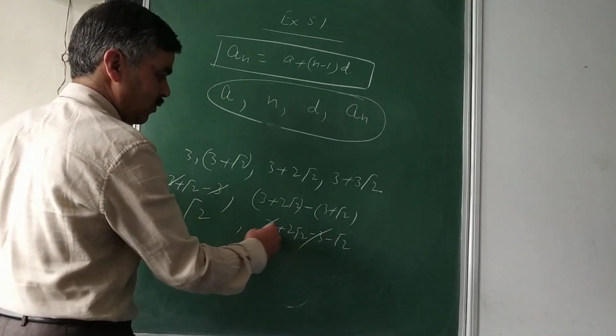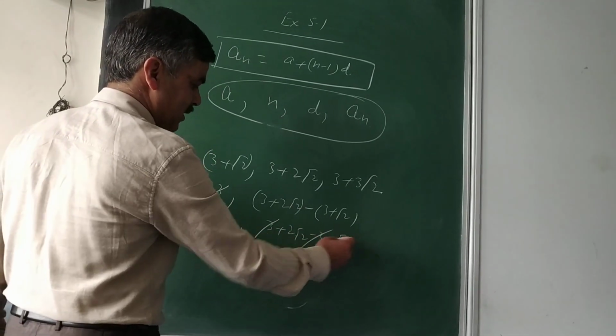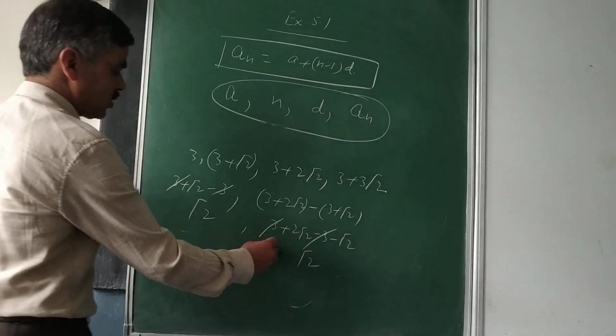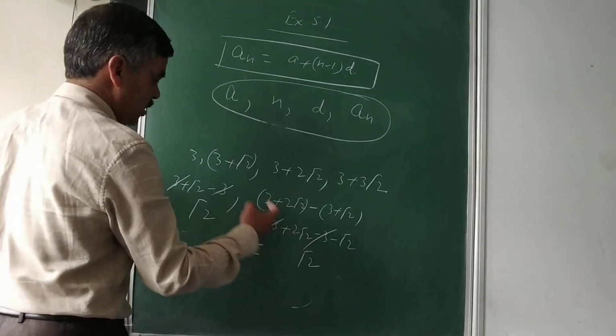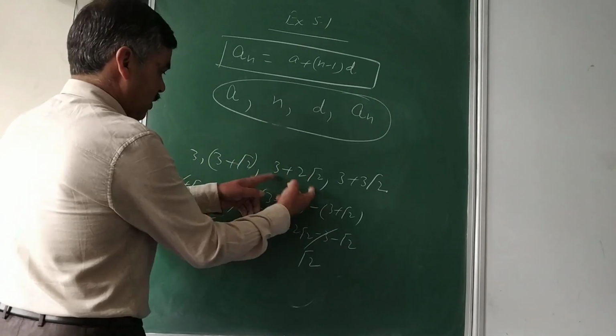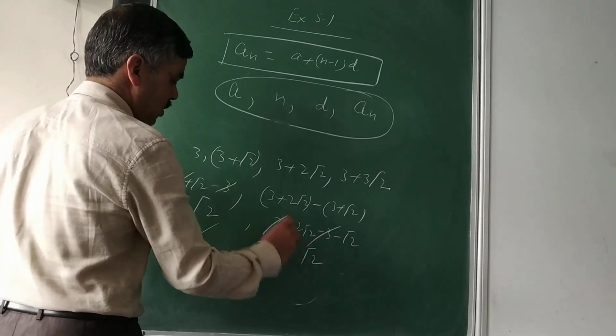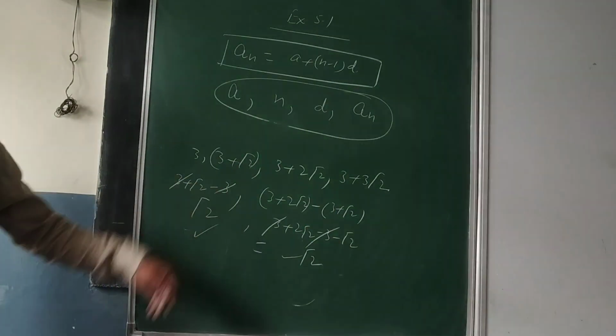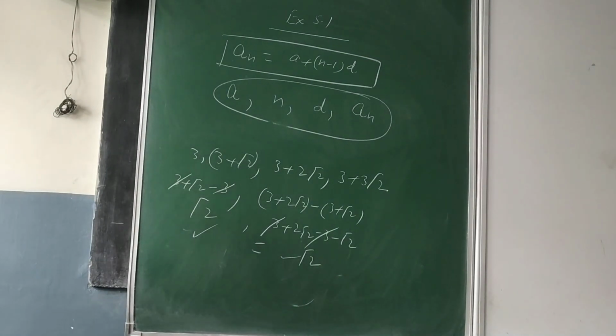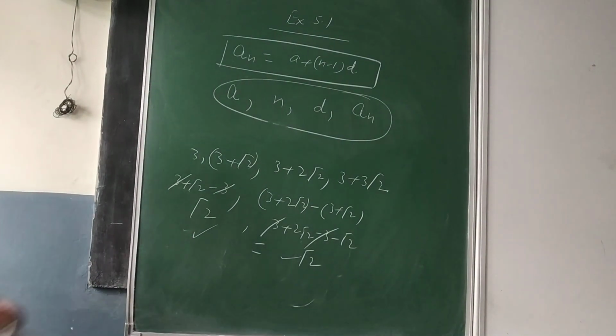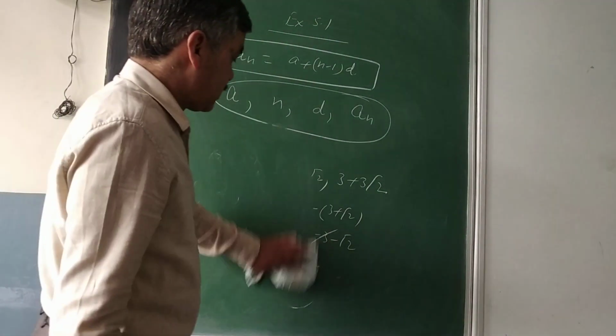3 and 3 will go off. 2 root 2 minus root 2: these are like terms, so they can be subtracted. So this is equal to root 2. Second minus first is root 2. Third minus second is also root 2. This is an arithmetic progression. So I hope all of you can try in that way. Like the 11th part also I would like to share sometime.